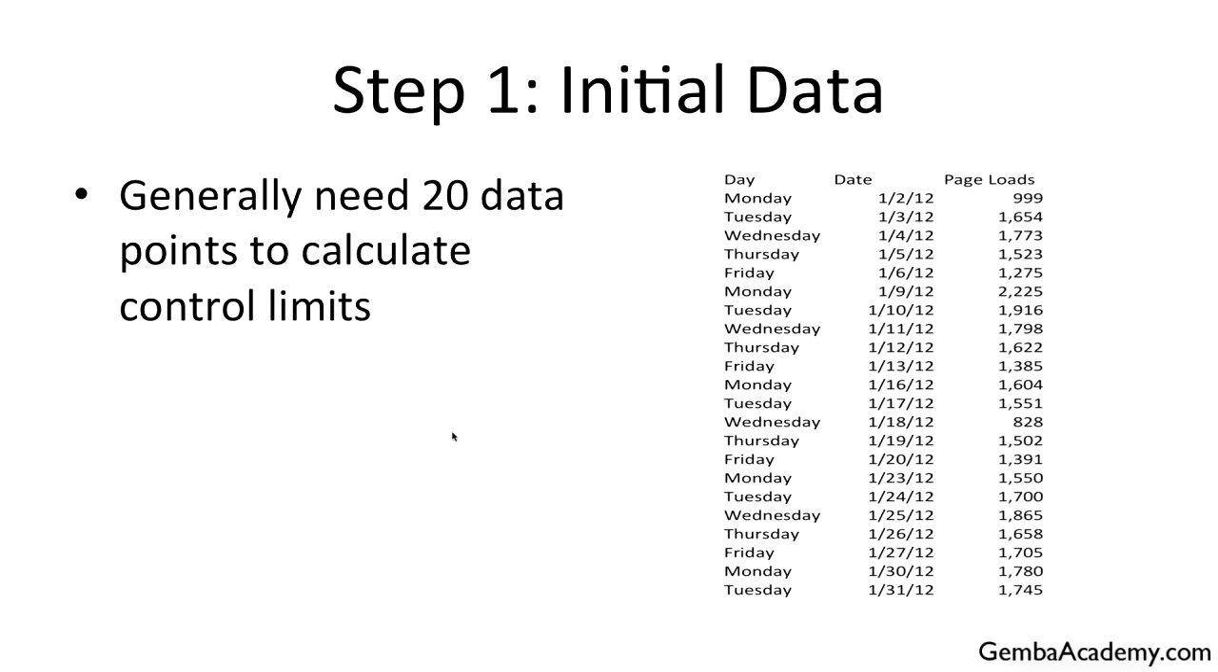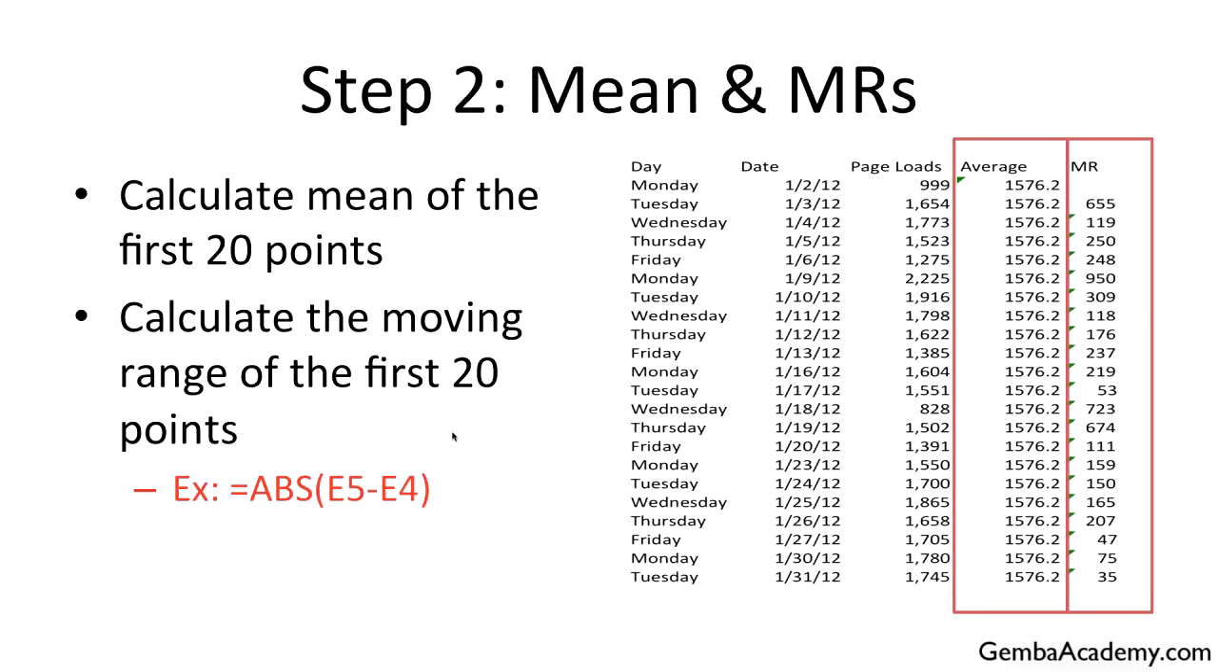So generally we need 20 data points to calculate those initial control limits. So I went back to the beginning of the year and pulled the data set that you see here. Then we calculate an initial mean or average and the moving ranges for those data points. This is just a simple average calculation. And for the moving range, I've just set up a simple formula of the absolute value of one day minus the last. So we've got columns now of the average and of the moving range.